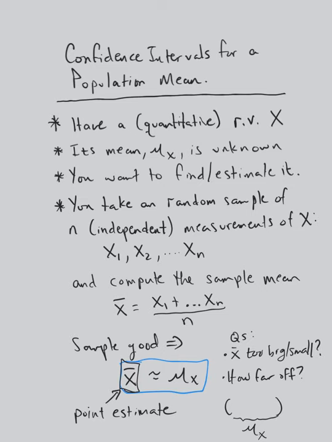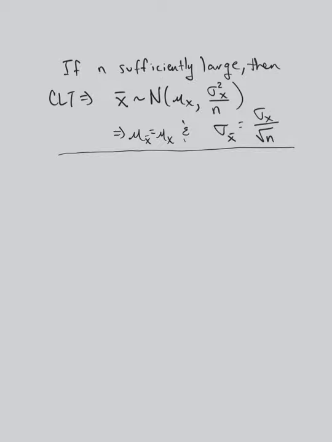Now, just recall some basic facts that we already know: if n is sufficiently large, then the central limit theorem is in effect. What does that mean? That means that x bar is approximately normal with these parameters. Remember what that really means is that the mean of x bar is the same as our original mean, which is what we're trying to find too. And then the standard deviation of x bar is the original standard deviation divided by the square root of n.